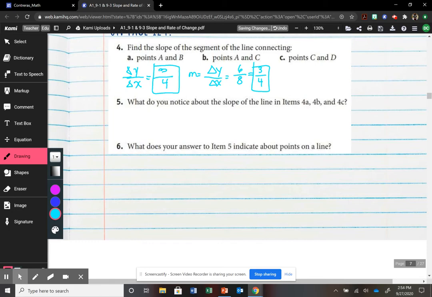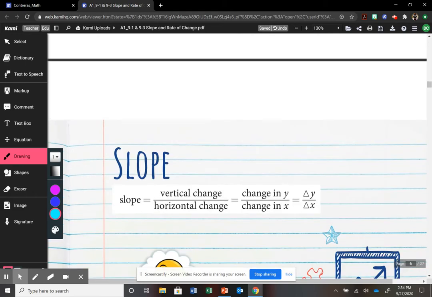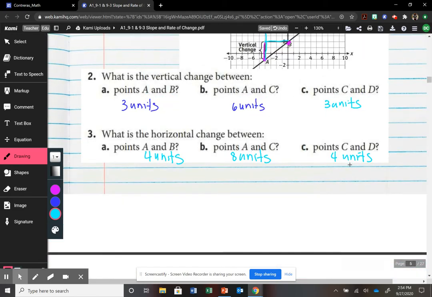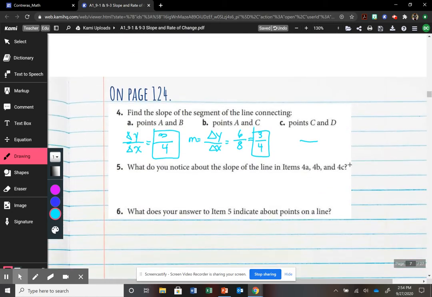And then C and D, same thing, change of y over change of x, so I already counted those. Our vertical change was 3, our horizontal change was 4. So this is 3 over 4. So notice the slope on all 3. What do you notice about the slope of the line in items 4A, 4B, and 4C?